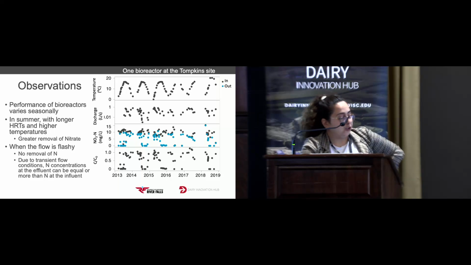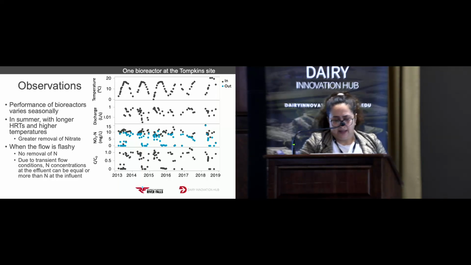And the last graph shows the C over C0 concentration, which means the concentration at the effluent of the reactor divided by the influent. If it's 0, it's really good. It means that 100% of nitrate is removed. If it's 1, none is removed. So you can see a lot of events where we had 0 concentration at the effluent of the reactors. In fact, I believe about 50% of the sampling events we had 0 concentration or very low concentrations of nitrate at the effluent.